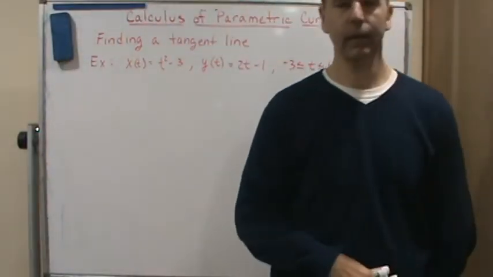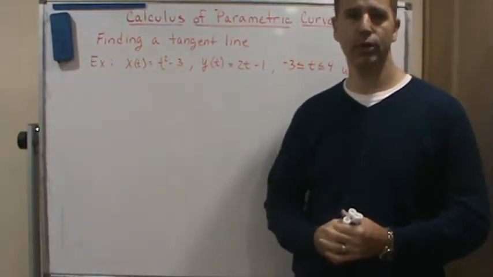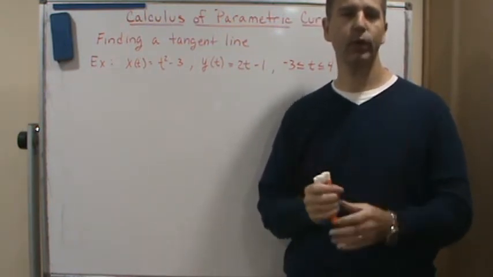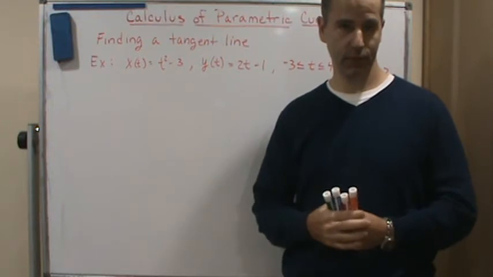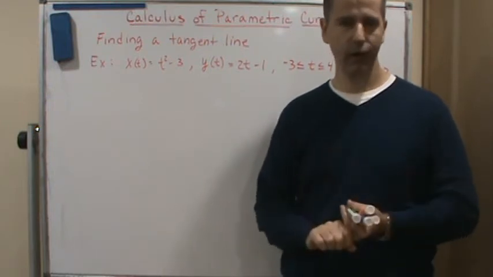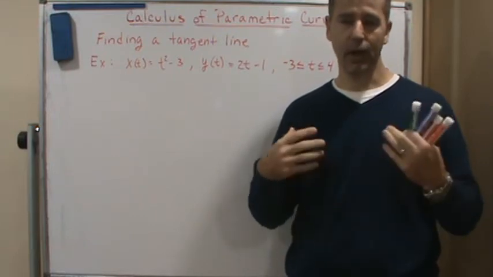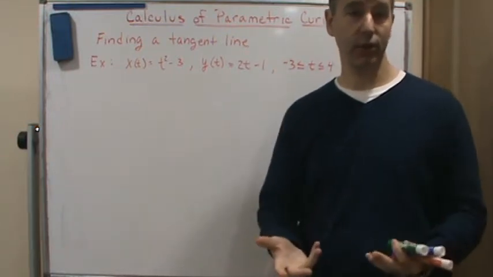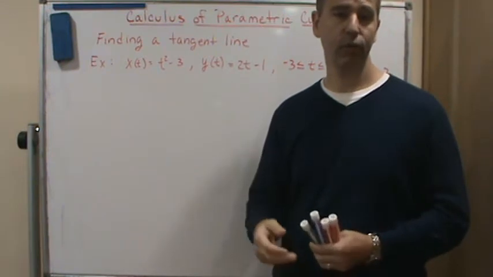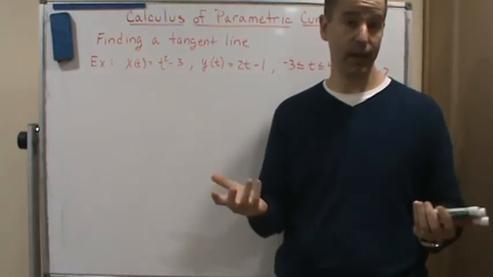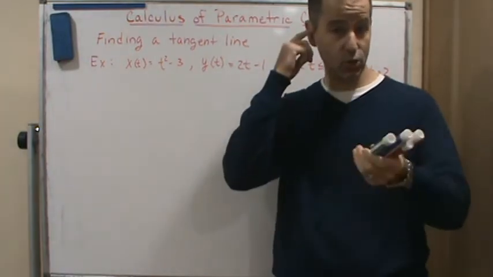Okay, so welcome back. So now in this example, what we want to do is find the equation of a tangent line when we're given parametric equations. We've done this before in Calc 1, finding the equation of a tangent line, but in that case we were just given a function of x. Now we're given two parametric functions in t, and we're asked to do the same thing, find the equation of a tangent line. So let's do that.